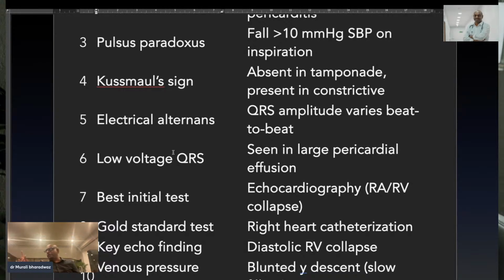The only lobe of the liver which does not drain into the hepatic vein but rather directly into the IVC is the caudate lobe. That's the reason in hepatic vein thrombosis, it undergoes hypertrophy. Budd-Chiari syndrome, hepatic vein thrombosis: caudate lobe hypertrophy is an indicator of hepatic vein thrombosis.